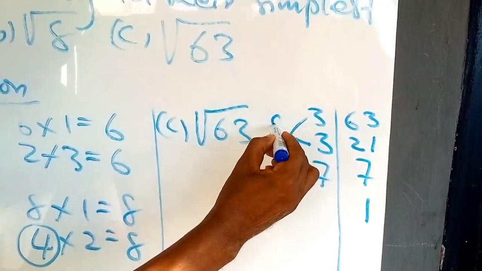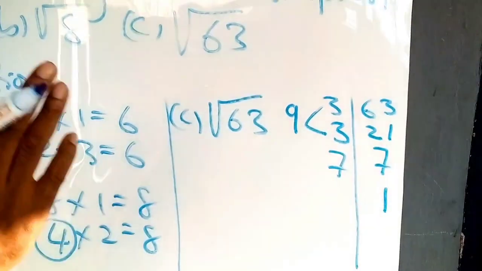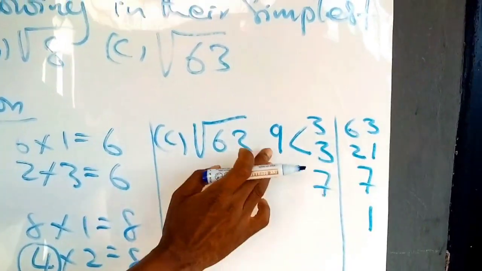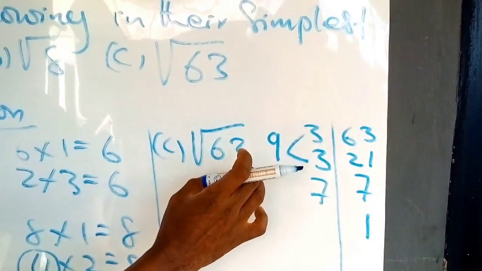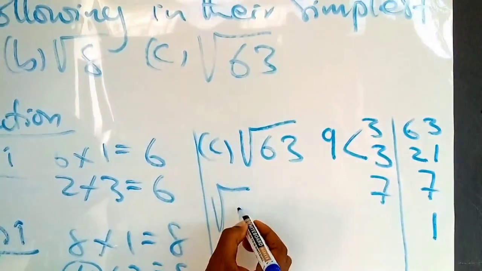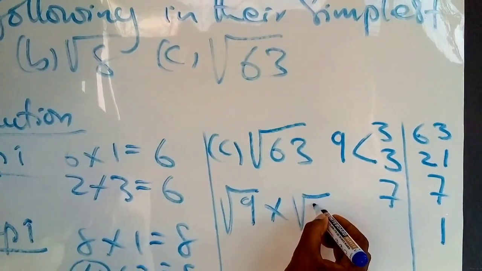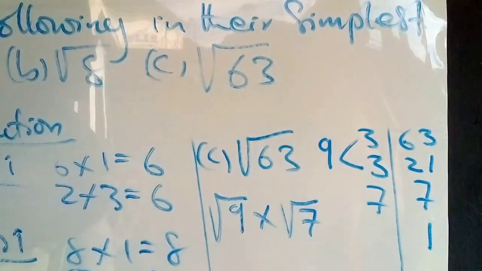3 times 3 will give me what? 9. And 9 is the perfect square. So that means I will use 9 and 7. But 9 times 7 will give me 63 to split this surd now. So I'm going to change it to now become square root of 9 times surd 7.